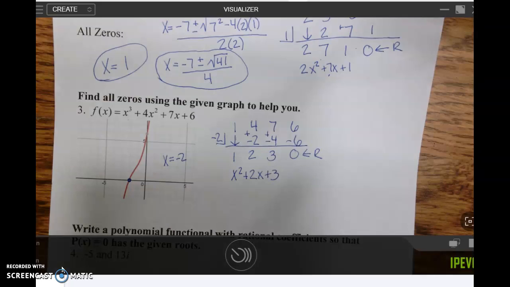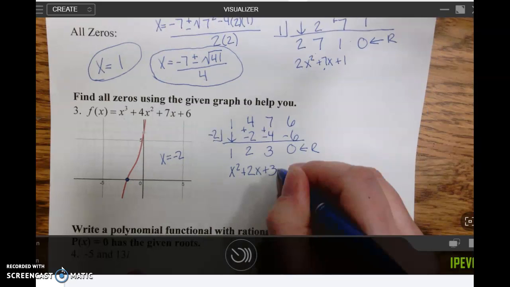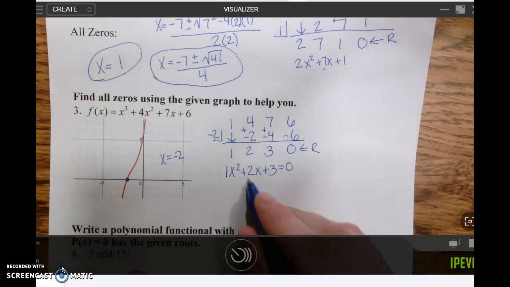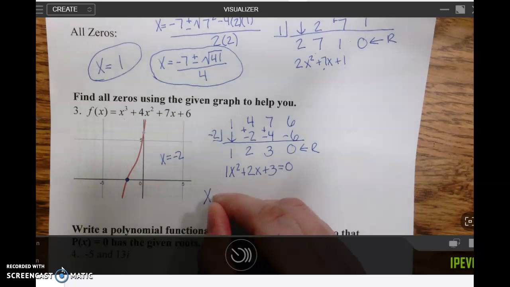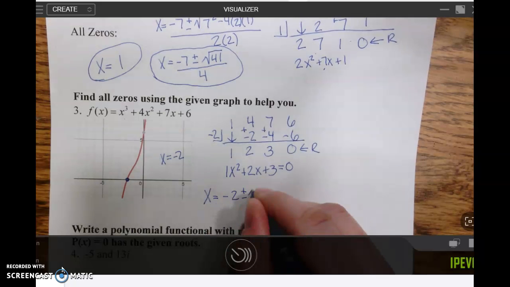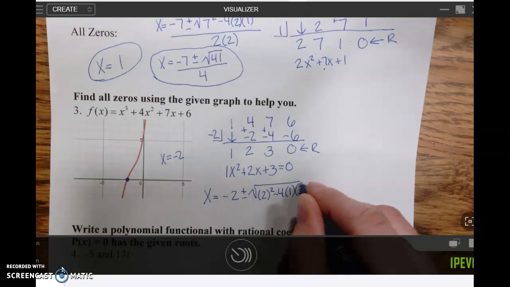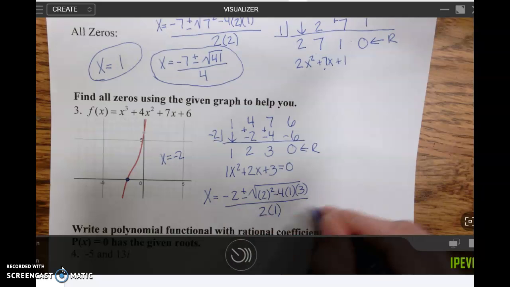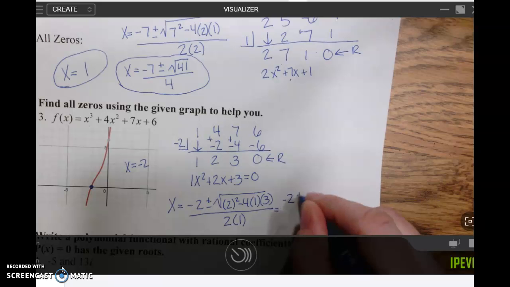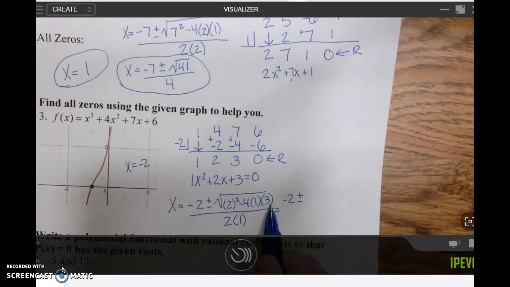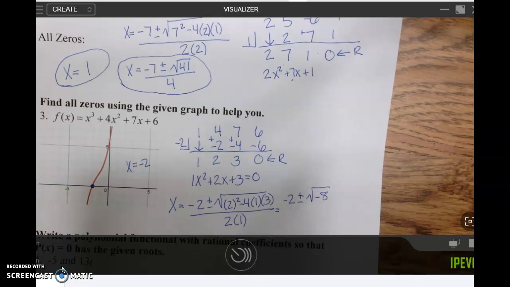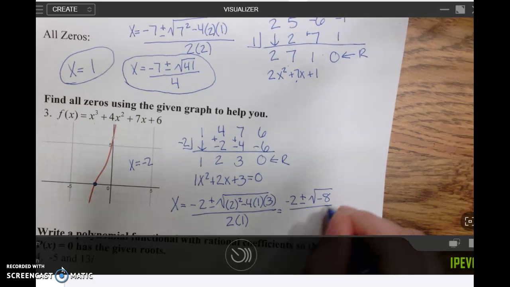All right. Now, we could try a box here. Factors that multiply to be 3 are 3 and 1, but 3 and 1 are not going to add to be 2. So again, we're forced to do the quadratic formula. Our a is 1, our b is 2, and our c is 3. So we have x is equal to negative b plus or minus the square root of b squared minus 4 times a times c all over 2a. So that gives us negative 2 plus or minus the square root of 4 minus 4 times 1 times 3. That's 4 minus 12, which will give us the square root of a negative 8 all over 2.